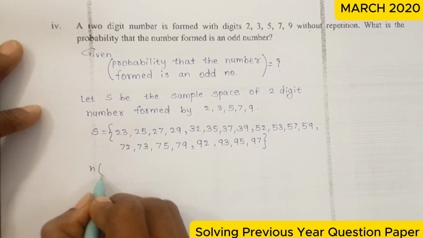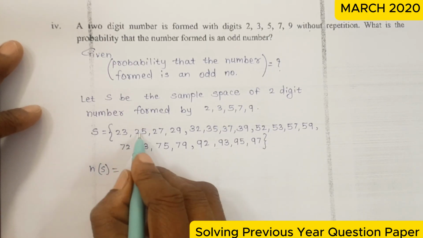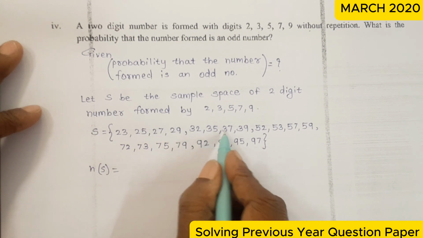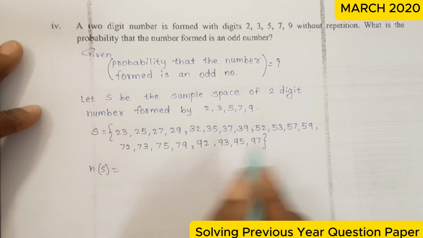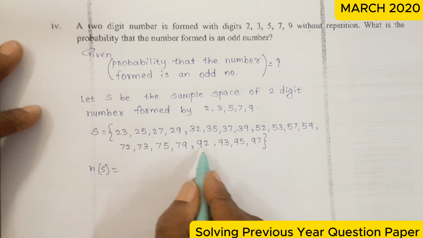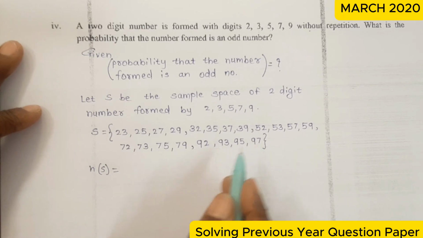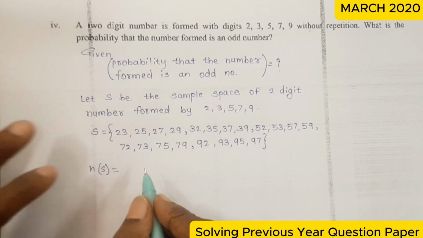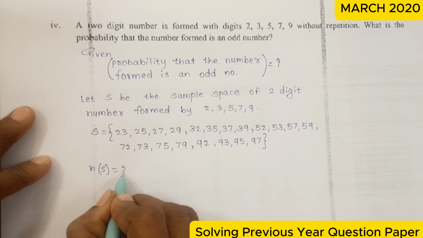Now n of S, count this: 1, 2, 3, 4, 5, 6, 7, 8, 9, 10, 11, 12, 13, 14, 15, 16, 17, 18, 19, 20. Yes, so students, n of S is equal to 20.